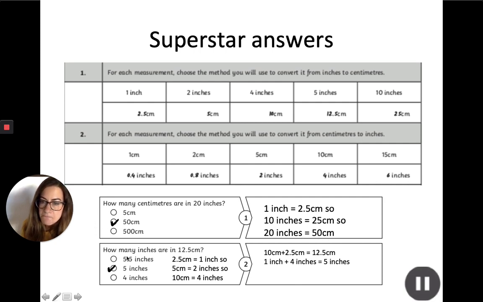And for this one, how many inches in 12.5 centimetres? Well, I know that 2.5 centimetres is 1 inch, so double that, 5 centimetres is 2 inches, and double that again, 10 centimetres is 4 inches. Now I've done 2.5 and I've done 10, so I can add those together to get 12.5 centimetres. 1 inch and 4 inches is 5 inches.